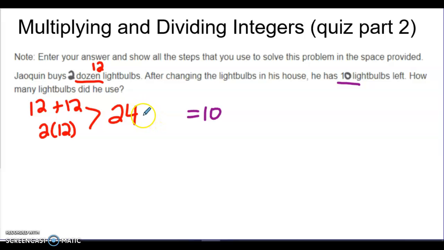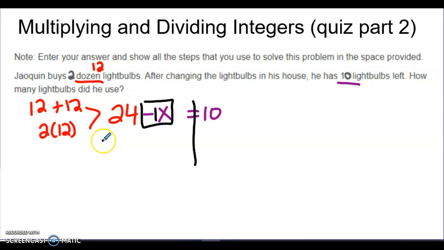So he started with 24. He took some of them away and put them in his house. We don't know how many, but he took some away and put them up. And then he's left with 10. So we would start off by writing that equation, and then we would need to solve it for x. And anytime you don't see a number, there's really a 1 there.